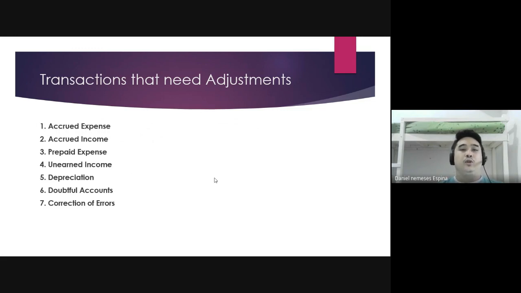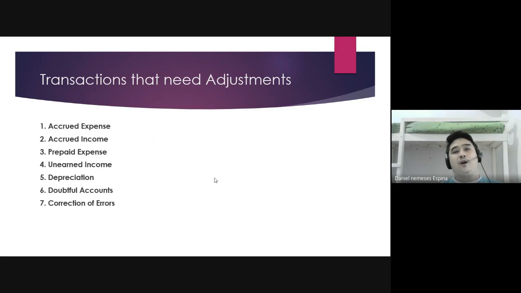Depreciation, so the matching, allocating the whole cost towards the life of the asset. So if it will benefit us for 5 years, then you have to divide the cost for 5 years. So that's your depreciation expense. So if it is for 10 years, then dapat 10 years. Okay.